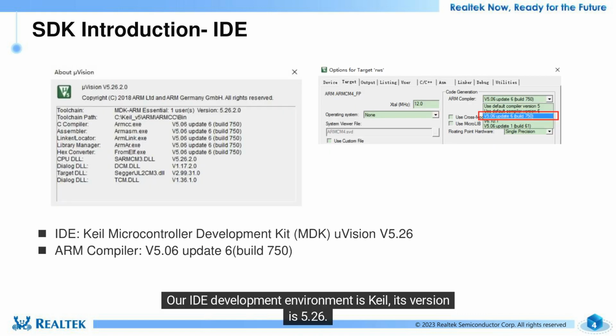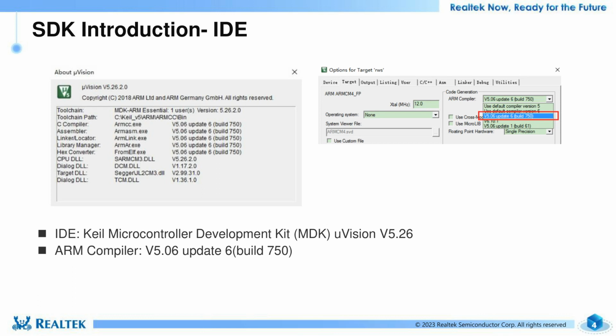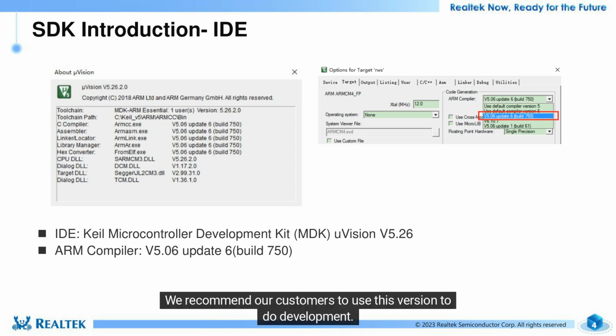Our IDE development environment is Keil, and its version is 5.26. Some toolchains are used, such as the compiler, assembler, linker, etc. The version is 5.06 update 6, build 750. We recommend our customers use this version to do development.